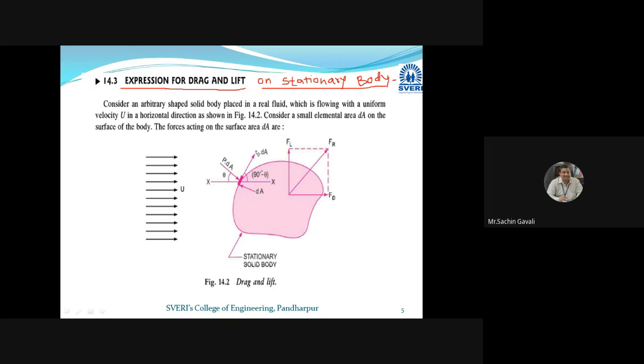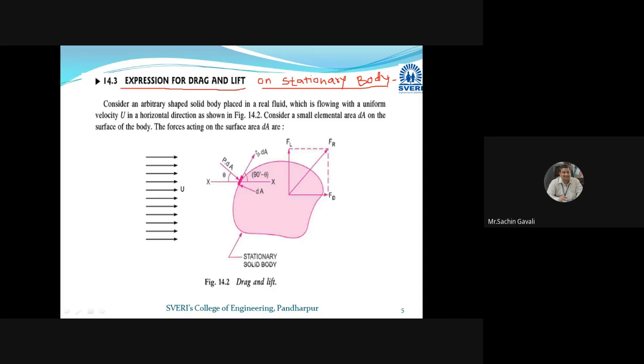Now for that, what we are going to do is our case. As usual, many times we take a small element on this object, and whatever we do on that element, we calculate the forces, maybe the drag in the direction of fluid flow or in the direction perpendicular to the fluid flow. And afterwards, what do we do?